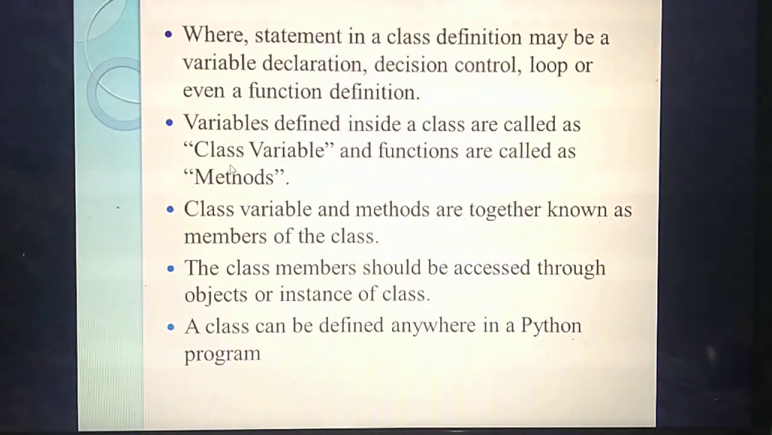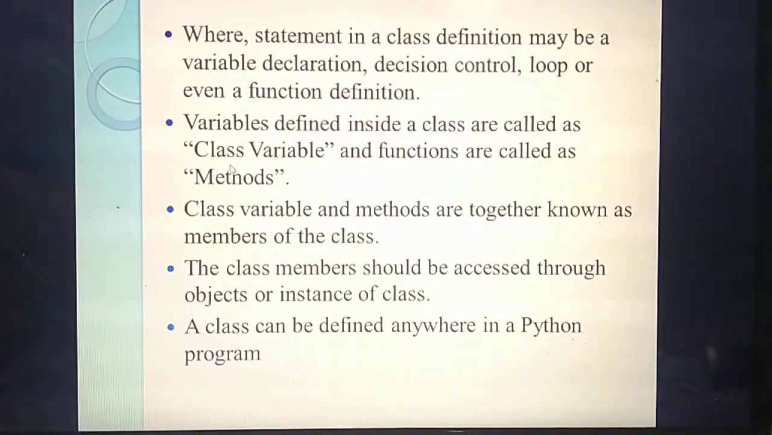So what's the first point? A class always starts with the keyword class. That's the first point. Then each class will have a unique class name. Likewise, 47 students in your class will have 47 names, isn't it? Likewise, each class will have a unique class name. So what's the format for defining a class? The keyword class, then the class name followed by a colon.